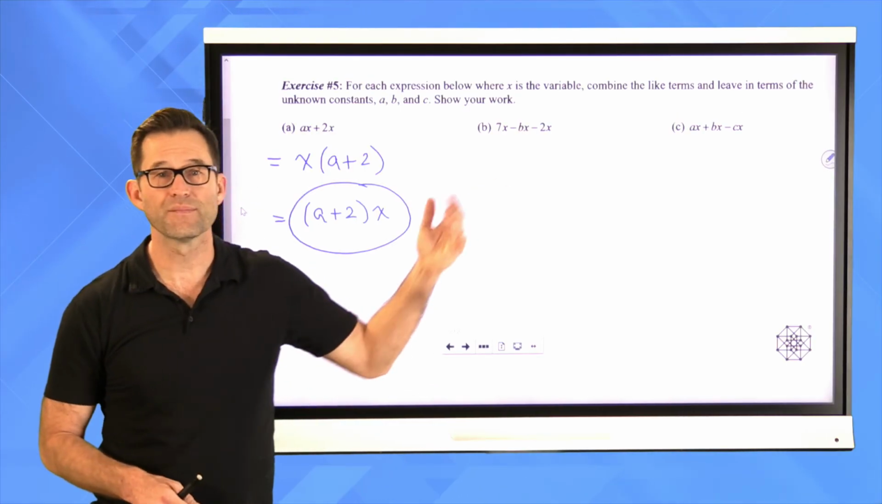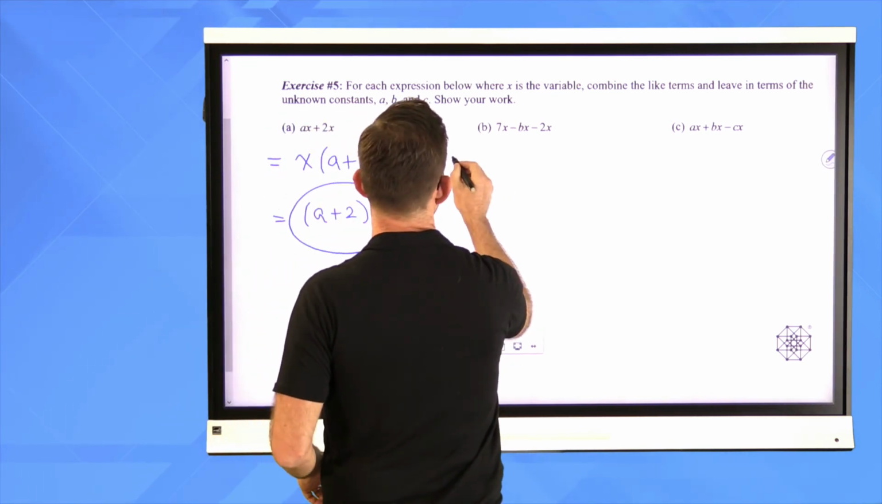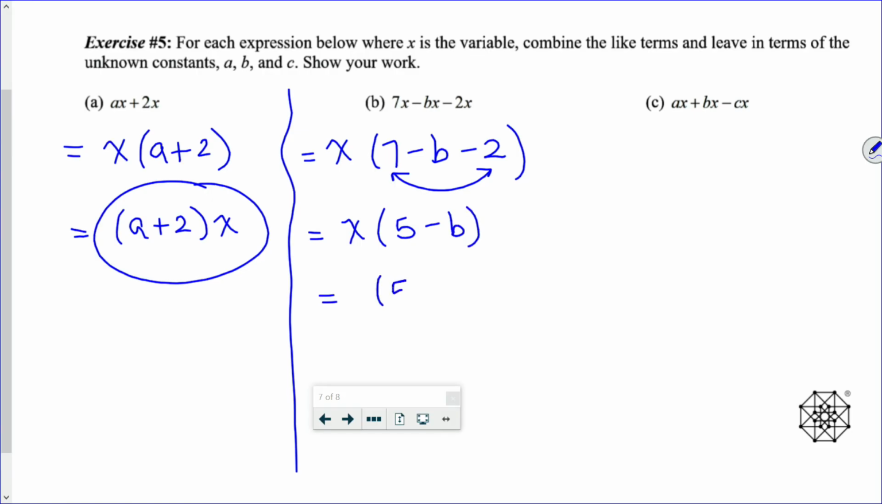All right, well, same song, second verse. In letter B, I'm going to factor an x out of each one of these. I'll get 7 minus b minus 2. Unlike in the last problem, I can actually combine these two numerical coefficients. So 7 minus 2 is going to be 5. I still have that minus b. And so ultimately, my answer is 5 minus b times x.